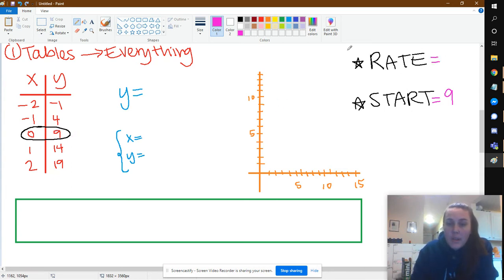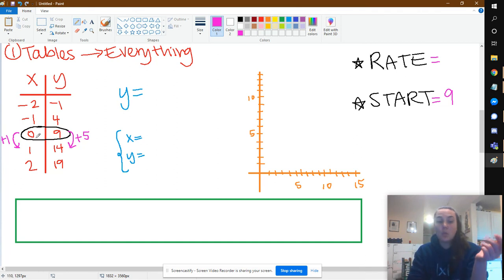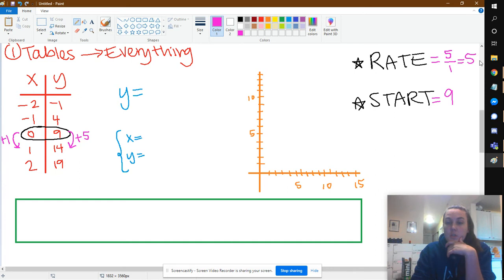What is our rate? From that, we find the difference in one hop. So we started at 0, 9, we went to 1, 14. We went up 1 on the x's and up 5 on the y's. So our rate is the change in y divided by the change in x, which here just means it's 5.